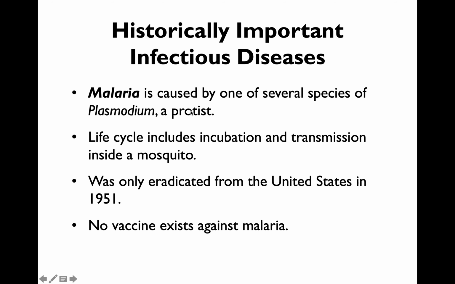So malaria isn't caused by just one species here, but a variety. But the important part is that they live inside and incubate in mosquitoes, and that's how they're transmitted to people. And this was only eradicated from the US in 1951, as in we completely got rid of it to the degree where it's not a threat to society. But that was only 1951. And it's still a problem in many parts of the world today, especially in Africa.